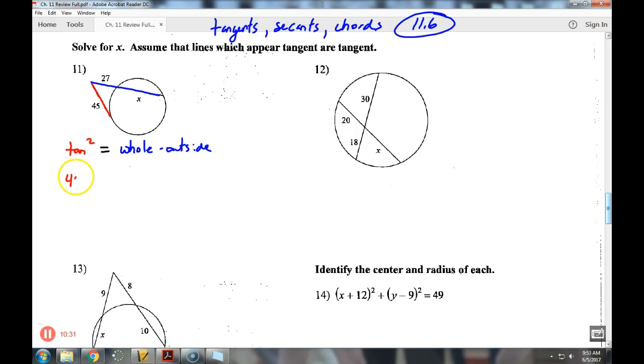The tangent is 45 squared, and the secant, when I add up these pieces, I have 27 and then x, so the whole piece is going to be 27 plus x. The outside portion, which is just this piece out here, is 27. So we're going to be doing a little distributive property here. 45 squared is 4 times 5 is 20, 25.